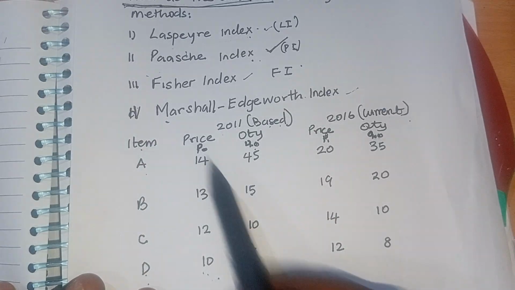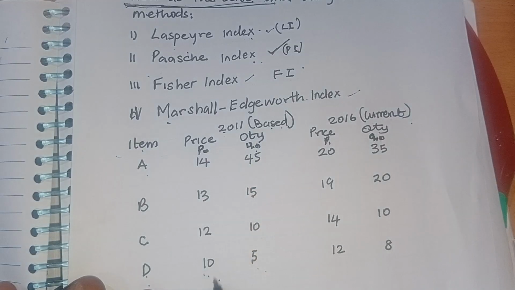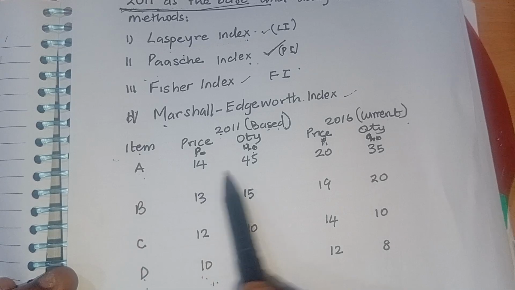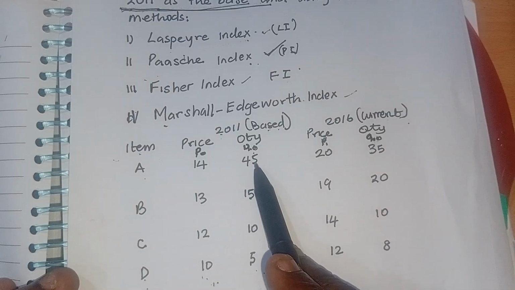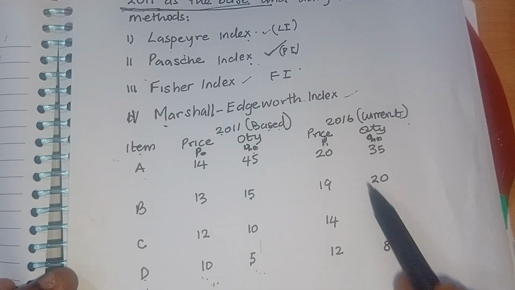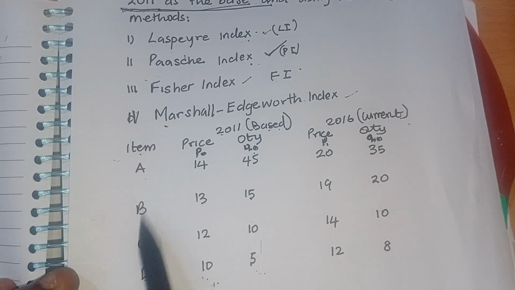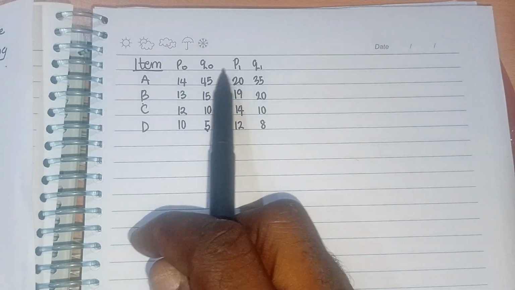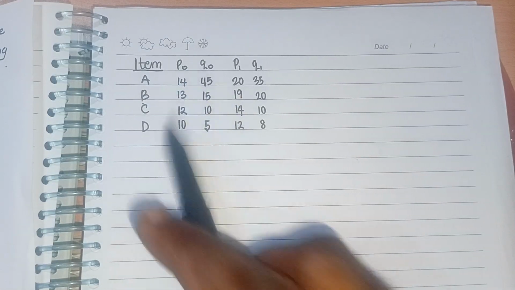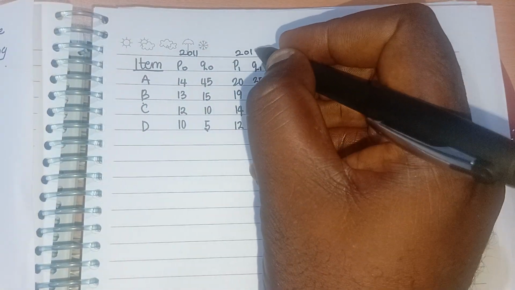You have been given this table, and it needs to be restructured. For 2011, prices have been given for each of the corresponding quantities. For the current year, prices are also given for the corresponding items. So you need to restructure the table. When you look, it is restructured this way: P0 and Q0 are for 2011, while this is 2016.